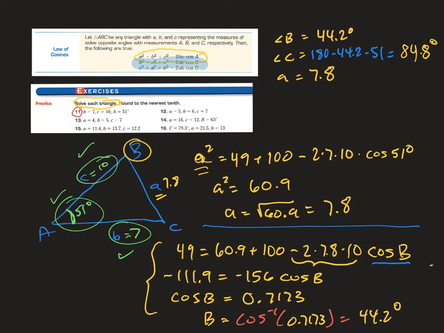And now we have all of the missing information. We have solved the triangle. The triangle has three angles, 44.2 degrees, 84.8 degrees, and then the given 51 degrees. And it has three sides. Side C is 10, side B is 7, and side A is 7.8. I'm going to do one more problem, number 12, on the next slide, and then I'll leave the rest for you to finish.